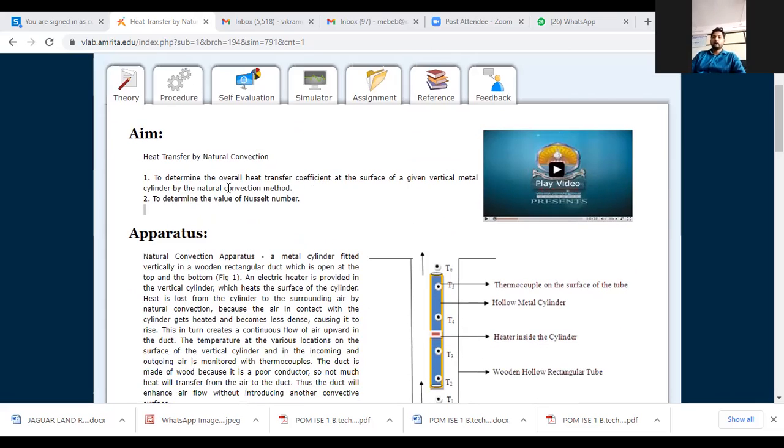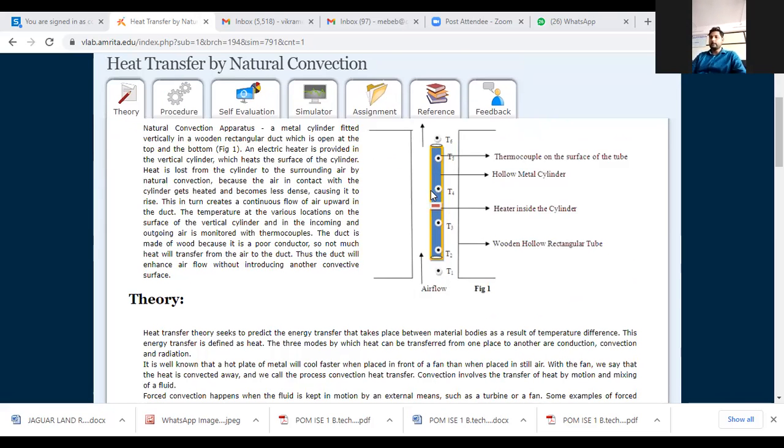Our aim is to determine the overall heat transfer coefficient at the surface of a given vertical metal cylinder by the natural convection method, and also to determine the value of the Nusselt number. For that purpose we are going to consider this type of figure. The apparatus consists of one wooden duct. A duct means a hollow body, open at both sides.